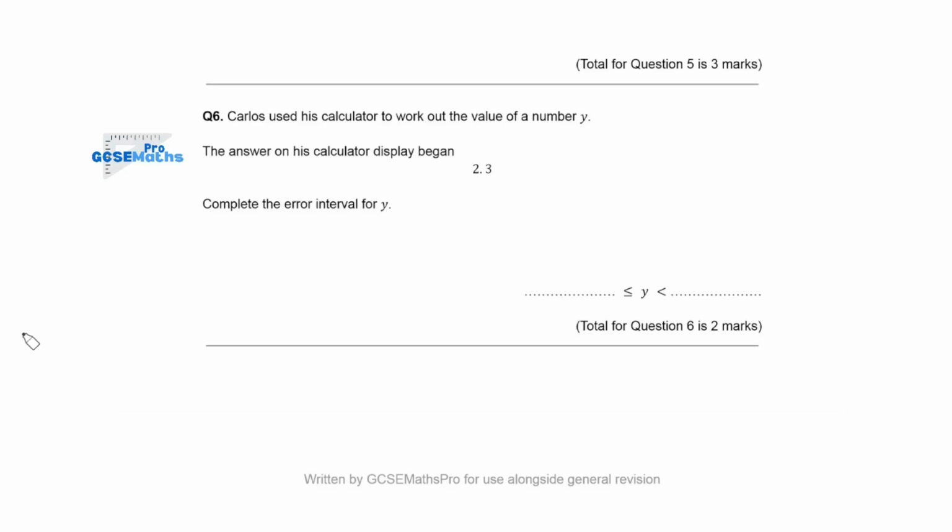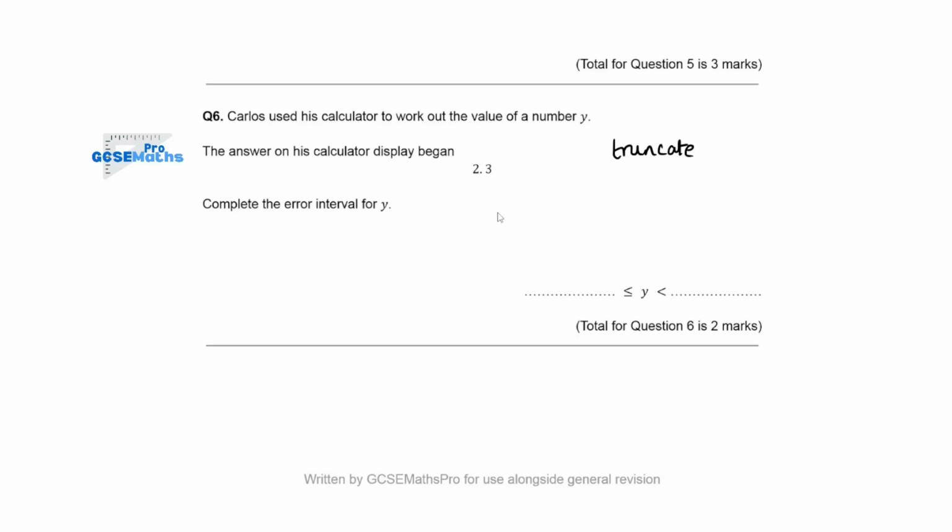Question 6. Carlos used his calculator to work out the value of a number y. The answer on his calculator began 2.3. Complete the error interval for y. So, because this is a calculator one, we are using the logic of truncating. It's been truncated, hasn't it?